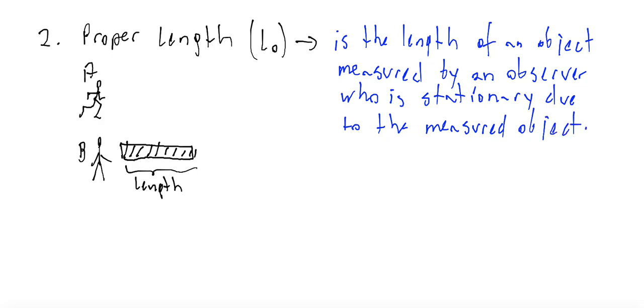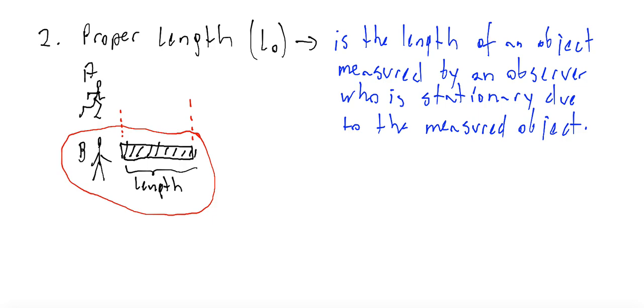Okay, and in a similar way to the proper time, we can link the length of the object measured by an observer who is moving due to the object with the length which is called proper length. In this case, who is stationary due to the measured object? B. So in this case, B measures proper length. For A, during measurement, this object displaces. At the beginning it is here and the end is here. At the end, we have the opposite situation.